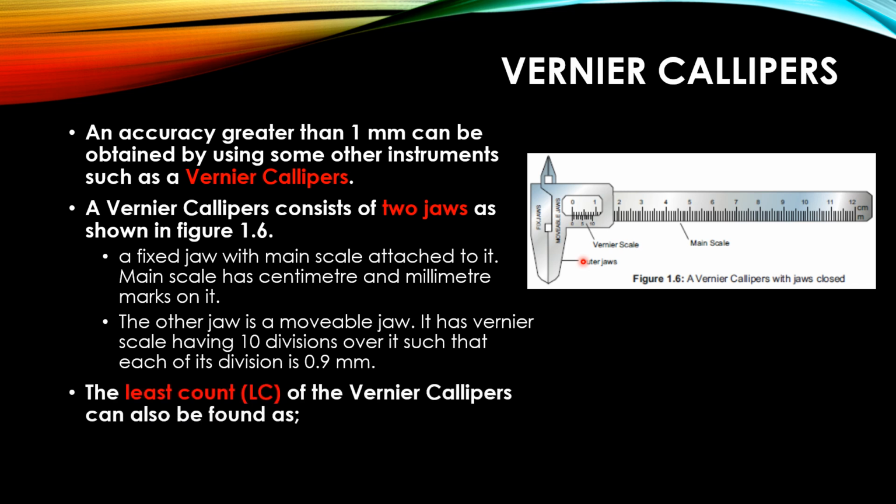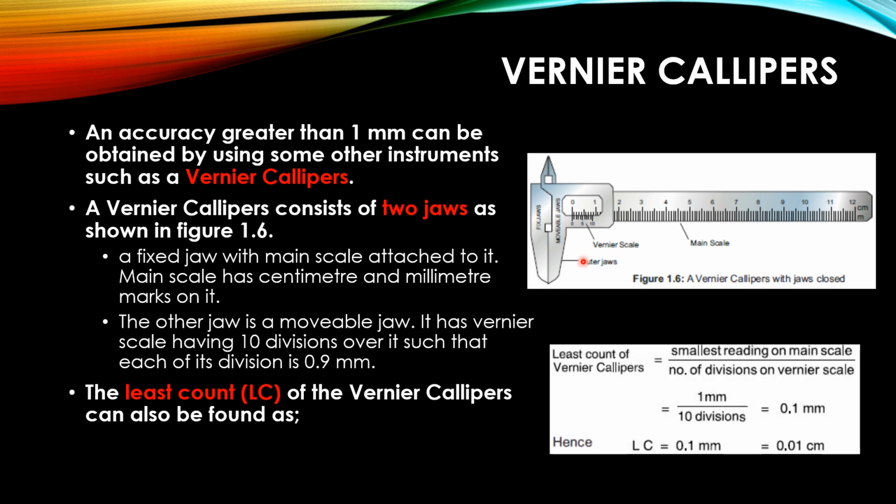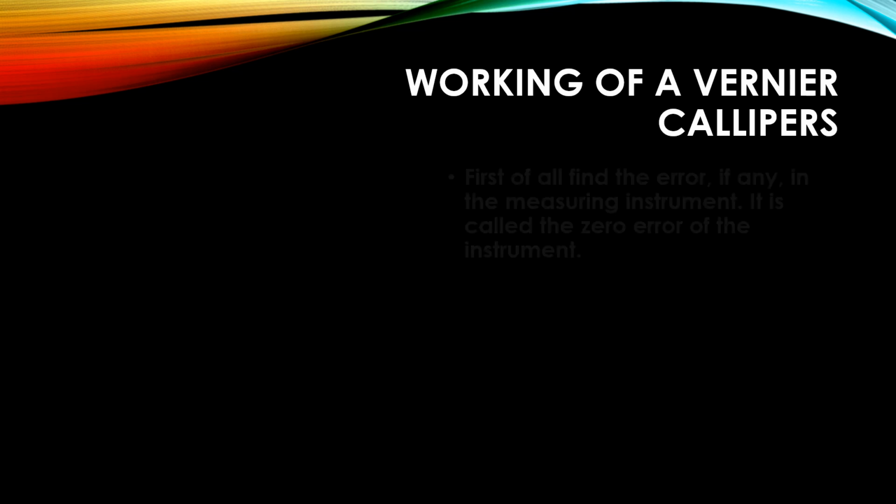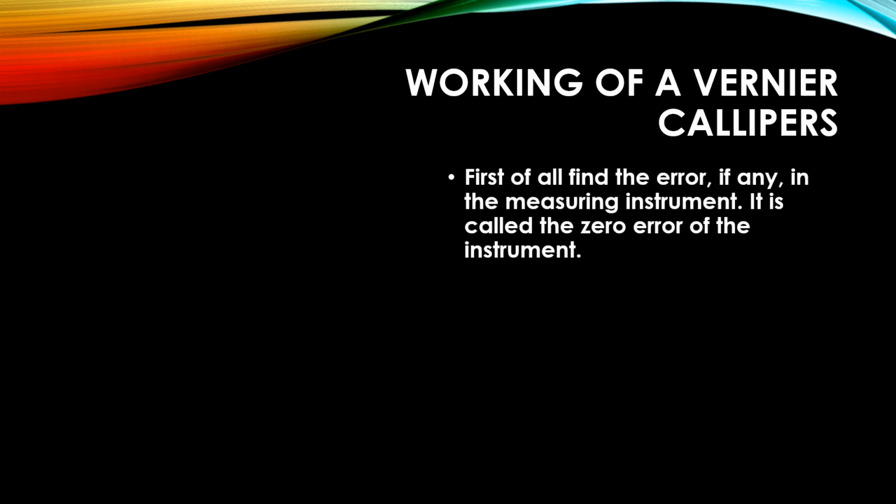The least count of the vernier caliper can be found by using the formula: smallest reading on the main scale, which is 1 millimeter, divided by the total number of divisions on the vernier scale, which are 10 divisions. So by dividing them we get 0.1 millimeter, and the least count can also be written in centimeters as 0.01 centimeter. Now I'm going to explain the working of the vernier caliper, but first of all find the error, if any, in the measuring instrument.